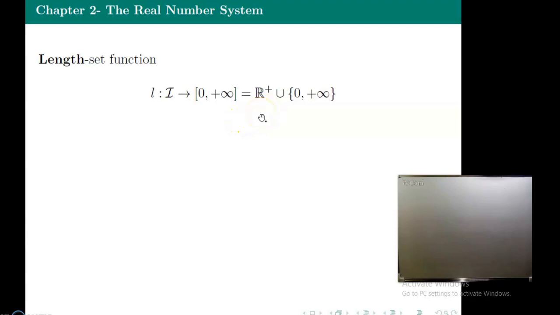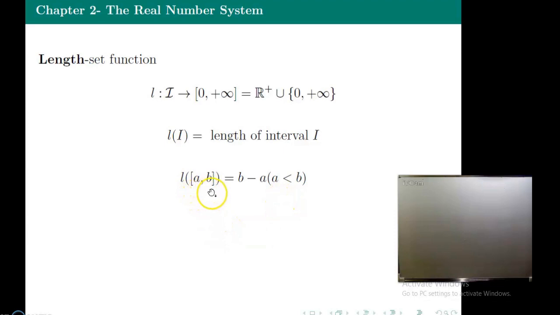Or this is equal to the set of positive real numbers union the set 0 and positive infinity. So this function here is defined as L of I, which is equal to the length of the interval. So for example, we have here the length of this interval from A to B. So it is just equal to B minus A, where A is less than B.